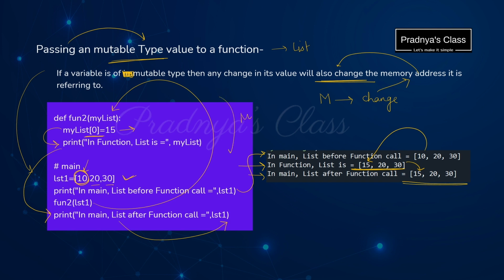So this is the difference between passing an immutable data type and a mutable data type. In the case of an immutable data type, the changes will not reflect back to main, but in the case of a mutable data type, the changes will reflect back to main.